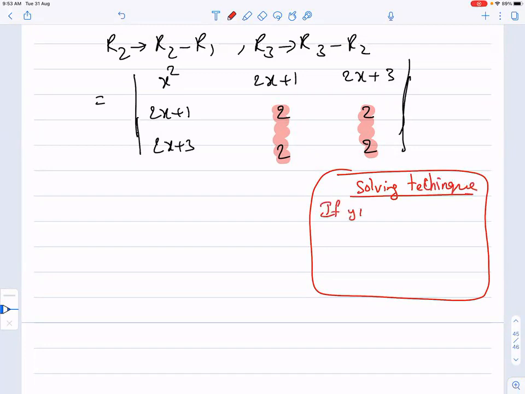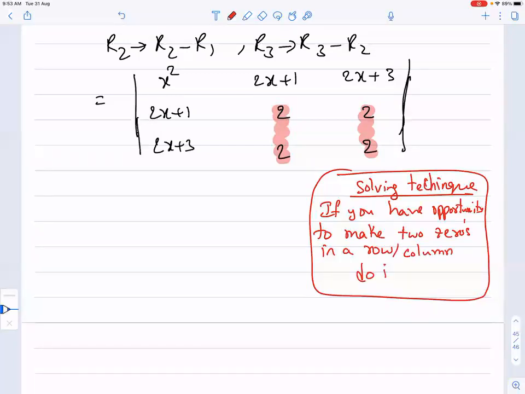If you have an opportunity to make 2 zeros in a row or column, do it. You understand? क्योंकि 2 zeros बनाएंगे, expanding is going to be easier for us. Yes or no, students? So make 2 zeros.